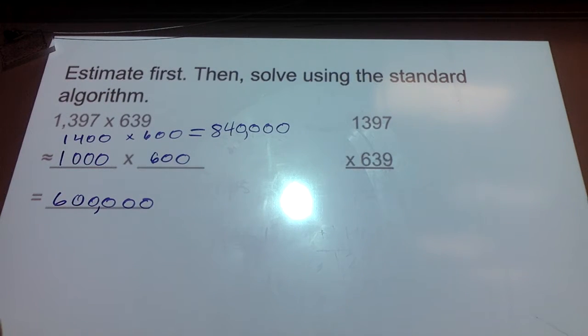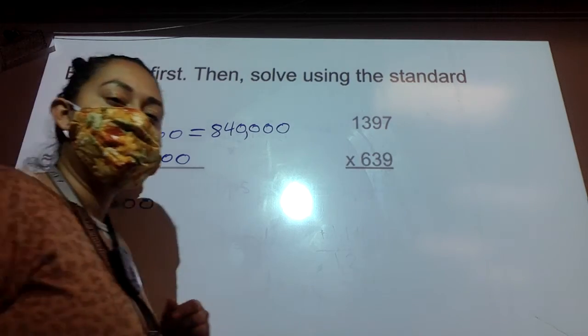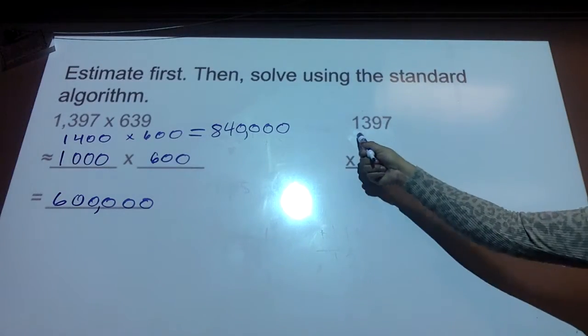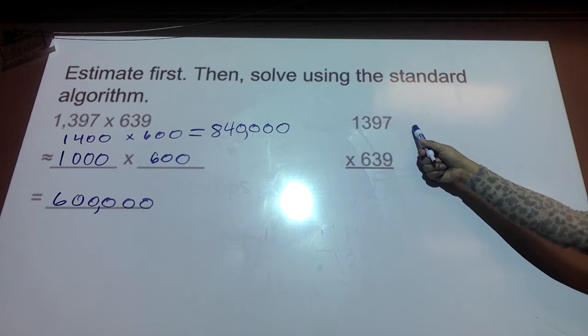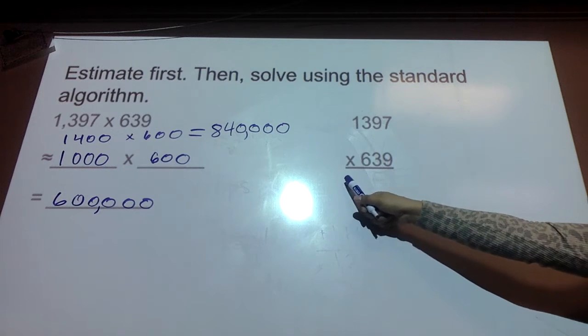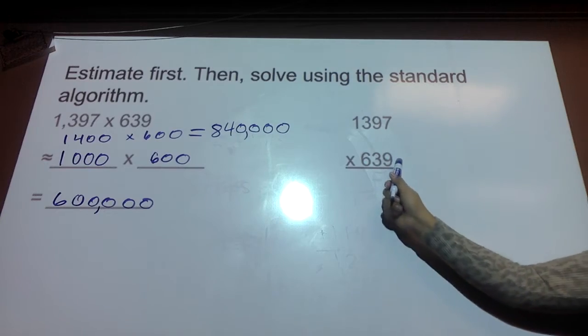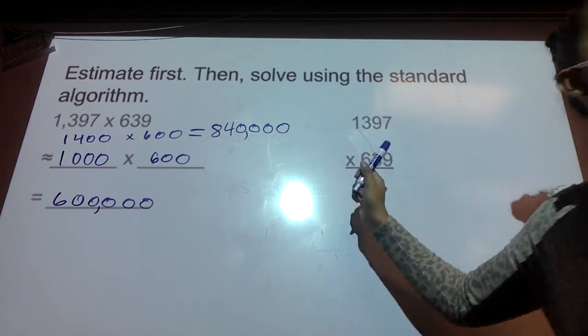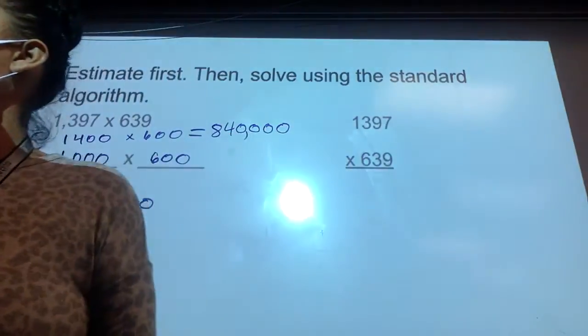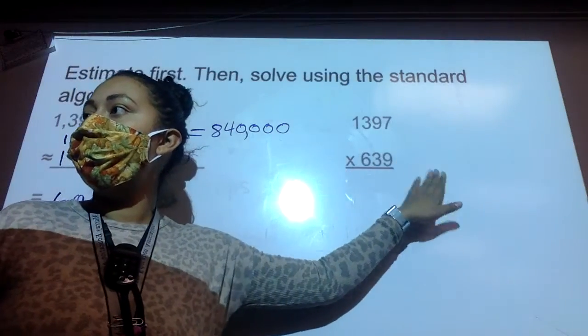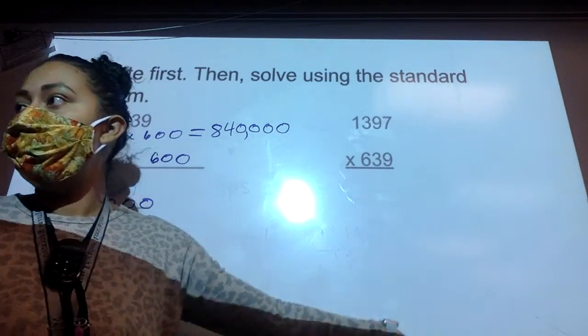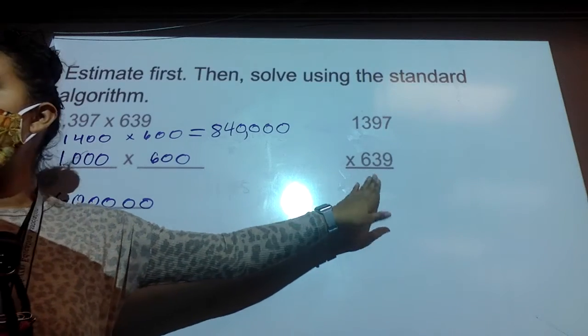Ready? Okay, set it up on your whiteboard. 1,397 times 639. Thank you, Ledger. Thank you, Ariana, Emma, Bo. Thank you, Muna and Thomas. Thank you, Sophie. Okay, you got this one, Mohammed?